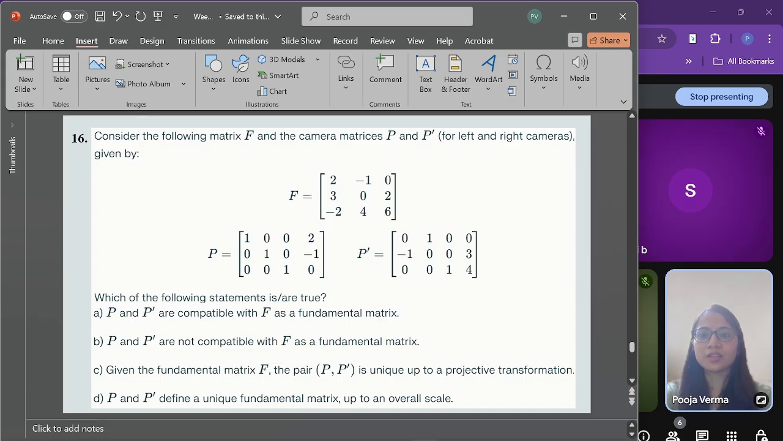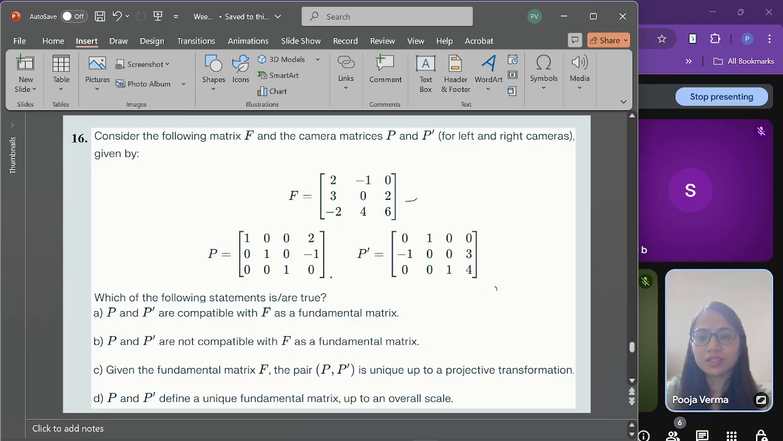Now the next question. Consider the following matrix F and the camera matrices P and P dash for the left and right camera. The fundamental matrix F is given, P and P dash for the left and right camera matrix are also given. So which of the following statements are true? Option A: P and P dash are compatible with F as a fundamental matrix.